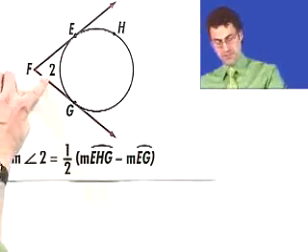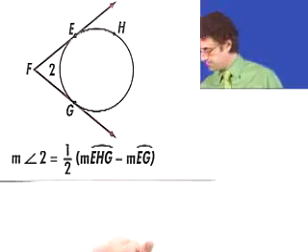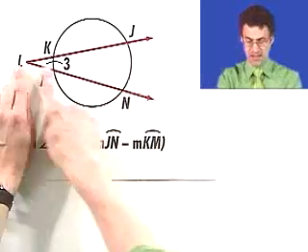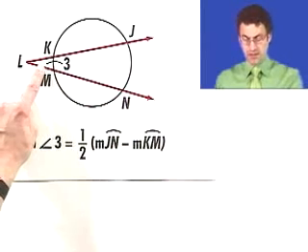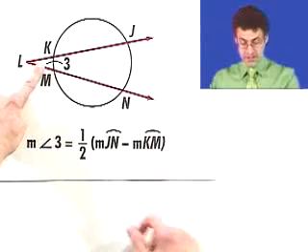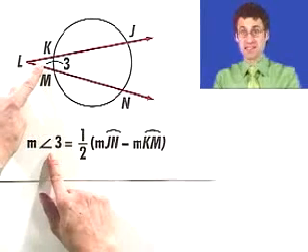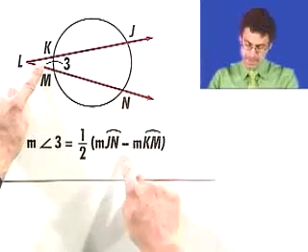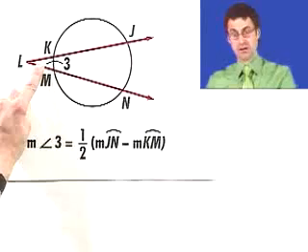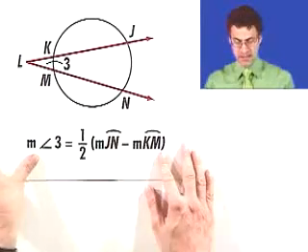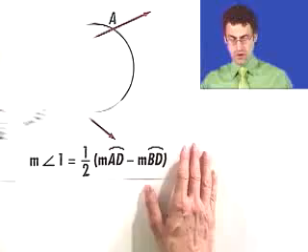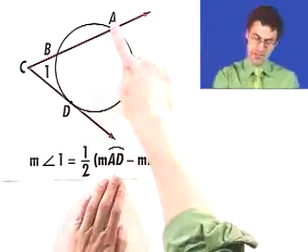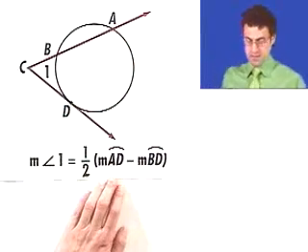In fact, this holds even if both lines were secant lines. For example, suppose I have these two secant lines that intersect at L, making an angle that I'm going to call 3. You can actually compute the measure of angle 3 by the exact same principle. We take 1/2 the measure of this outer arc minus the measure of the inner arc. So it doesn't make a difference whether we have two secant lines, two tangent lines, or both a secant and a tangent line. The exact same formula holds. We take 1/2 the measure of the outer arc minus the measure of the inner arc.